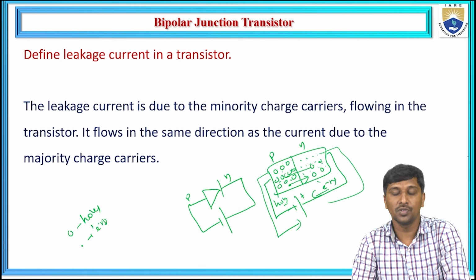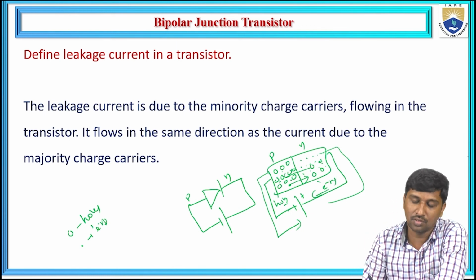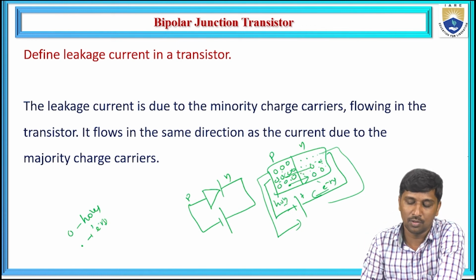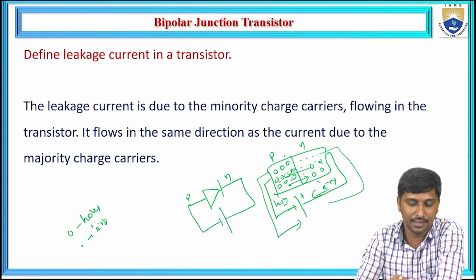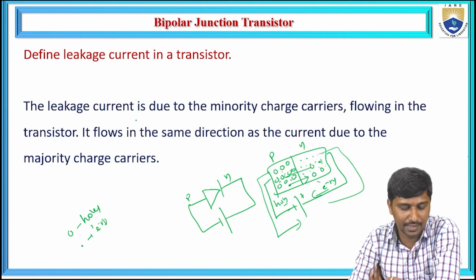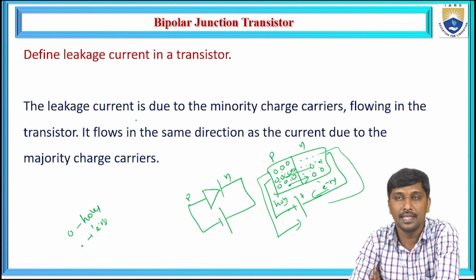So due to this diffusion of the charge carriers in the transistor or in a normal diode, it conducts current. That current is called the leakage current. So hence the leakage current is observed due to the minority charge carriers.